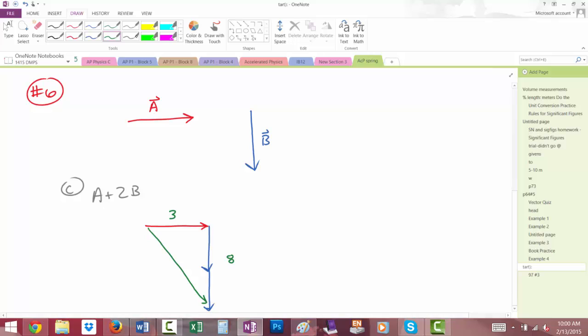And then for D, in D they throw kind of a funny thing at you. They say it's B minus A. What do you think the minus means? What does minus mean?